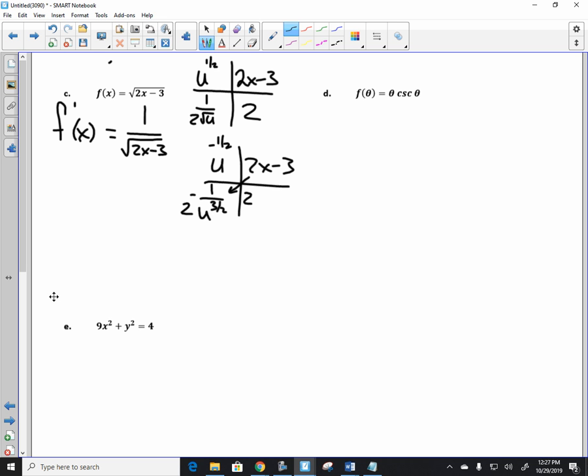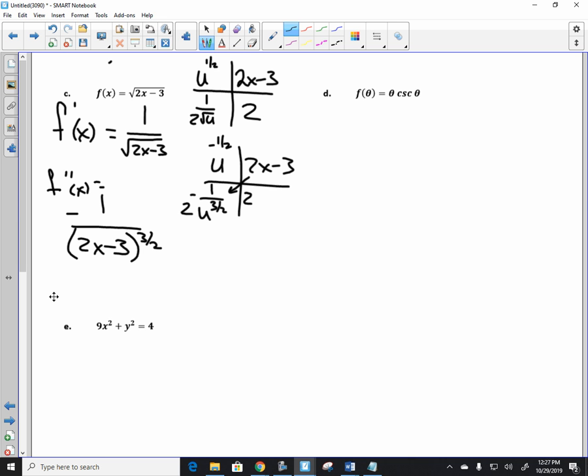Negative 1 over 2 u to the 3/2. Is that the derivative of u to the negative 1/2? Multiply them, and the 2's cancel again, and I get negative 1 over 2x minus 3 to the 3/2 power. That's f double prime of x. No big deal, huh?